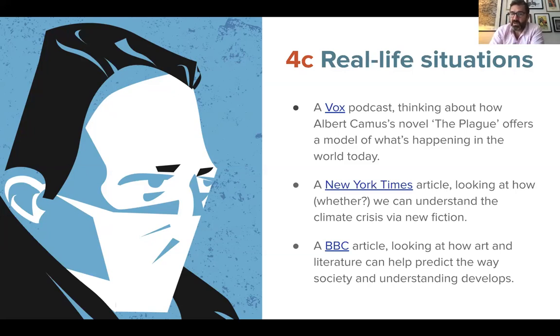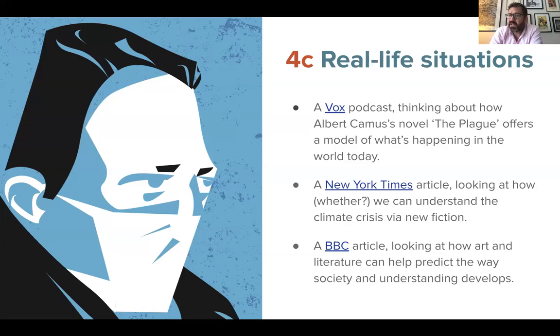Again, trying to understand the real world via fiction. There are some new books being written based on the climate crisis. Again, is this a valid way of understanding what's going on, or should we just stick to the facts? Should we just stick to the scientific evidence? Philip Pullman, obviously all these things are interlinked, would definitely have something to say on that. And then there's a third article there. Again, you can follow these links when you get the presentation.